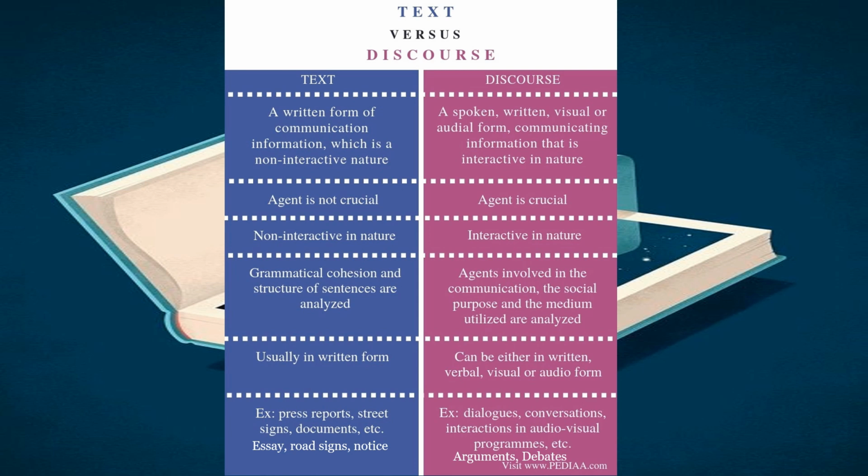Also, text has grammatical cohesion and the structure of sentences is analyzed. Meanwhile, in the discourse, the agents involved in the communication, the social purpose, and the medium utilized are also analyzed. Text is usually in written form. Discourse can be either written, verbal, visual, or audio form. Examples of text are press reports, street signs, documents, essays, road signs, notices, memorandums. And in discourse, examples are dialogues, conversations, interactions in audiovisual programs, arguments, debates. All right, so that is text versus discourse.